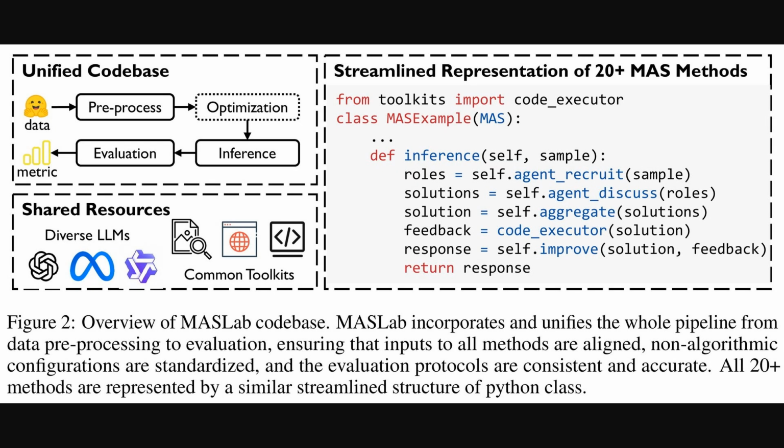Okay, so this next figure really illustrates how MASLab achieves that unification we were just talking about. On the left, it shows the whole standardized pipeline, from pre-processing the data to running the model to get an answer, which is called inference, and finally to evaluation. Crucially, all methods use the same shared resources, like a common set of LLMs and toolkits for web search or code execution. This shared setup is what ensures a fair comparison. Then on the right, you see how they make it research-friendly. Every method is boiled down to a simple Python class, making it easy to see the core logic of recruiting agents, discussing solutions, and improving the final answer.